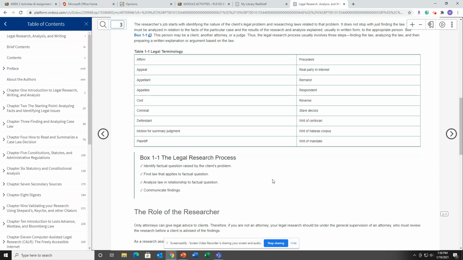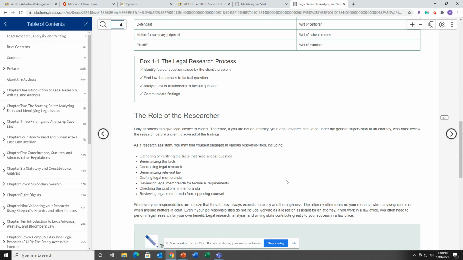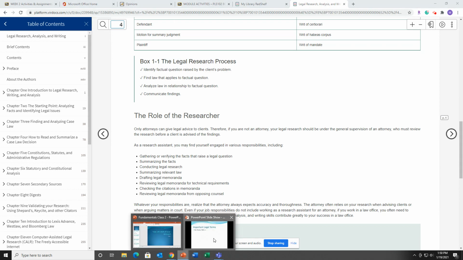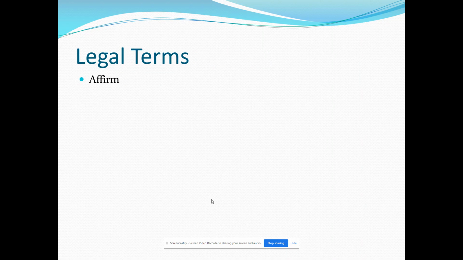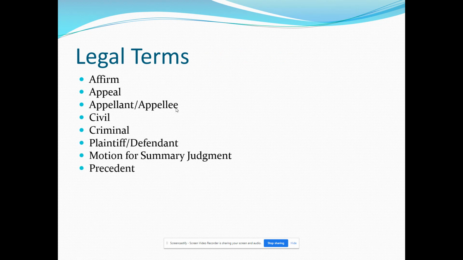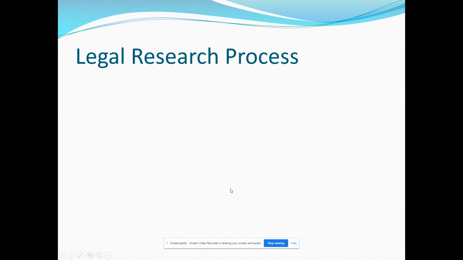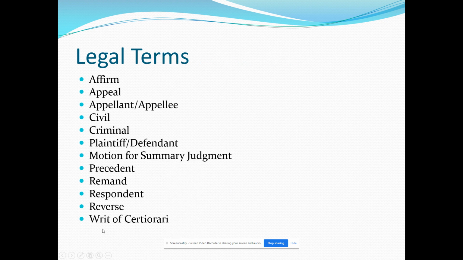The online Black's to find what those terms mean. Oh, here they go. Civil, criminal, plaintiff, defendant, motion for summary judgment, precedent, remand, respondent, reverse, writ of certiorari. So the writ of certiorari, we'll talk about that a little bit.